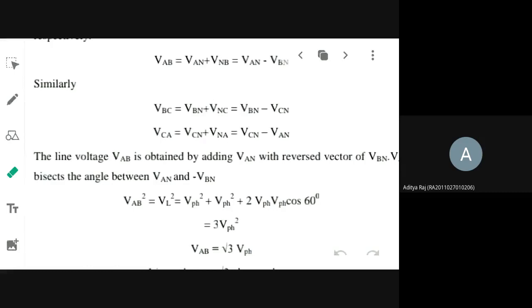Okay, ma'am. See, are all able to see the derivation part? Yes, ma'am. What is VAB? How have they derived VAB, are you able to observe? This equation: VAB is equal to VAN plus VNB. So VNB you can give a negative sign and make it equal to minus VBN. Then you have to take the square, like shown here.